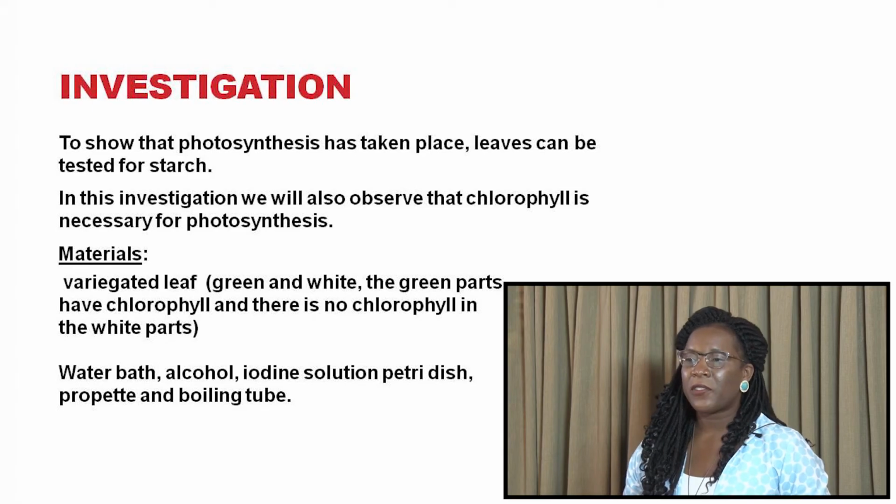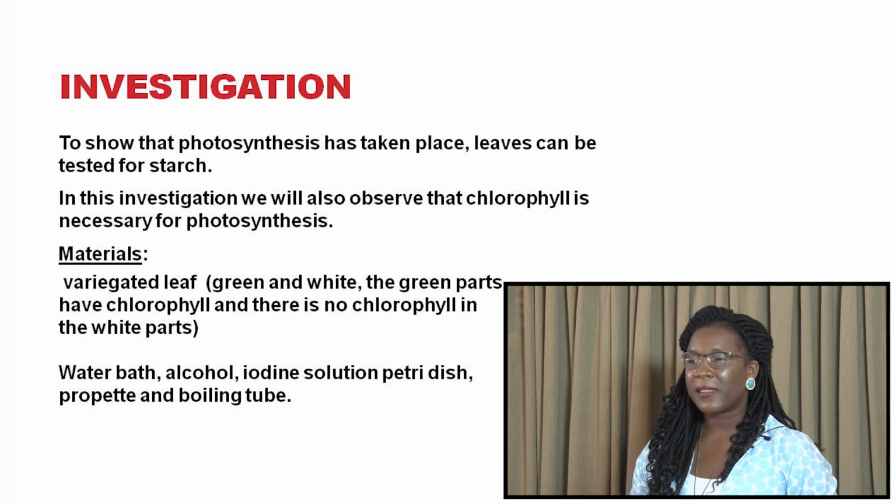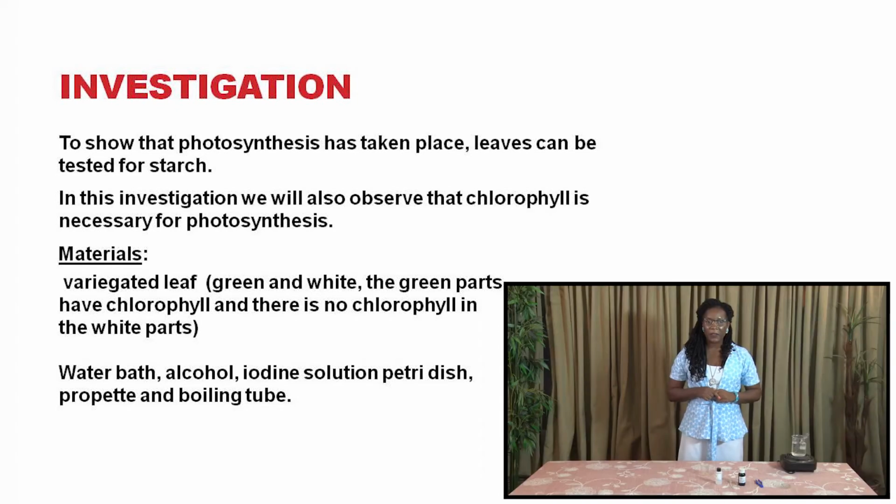To show that photosynthesis has taken place, leaves can be tested for starch. To test for starch, we use iodine solution. A blue-black color is seen when starch is present. In this investigation, we will also observe that chlorophyll is necessary for photosynthesis.